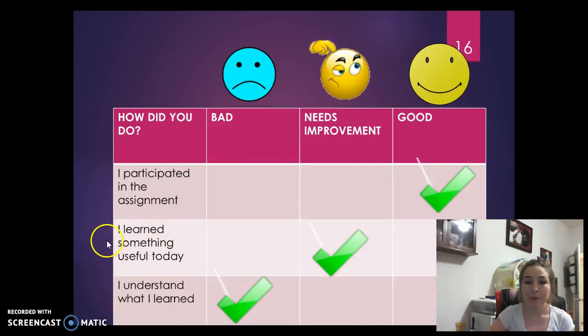This is what the assessment rubric looks like. It's a 3-point rubric detailing whether or not the student participated in the assignment, whether they learned something useful, and if they understood what they learned. And they can score themselves based on bad, needs improvement, or good.